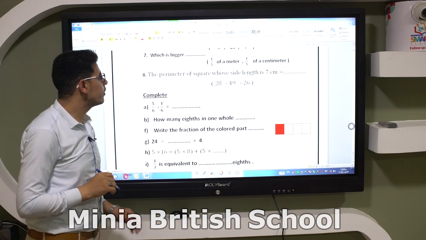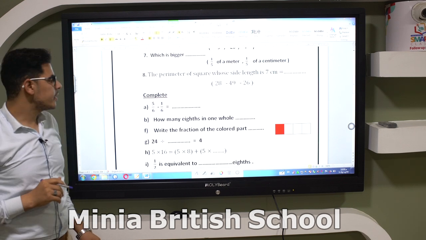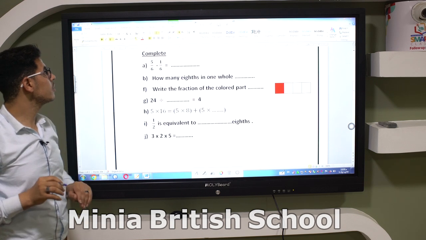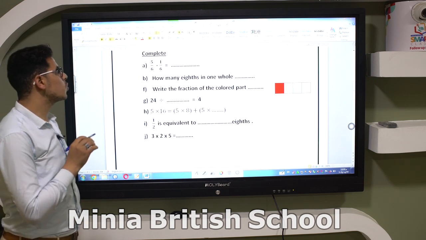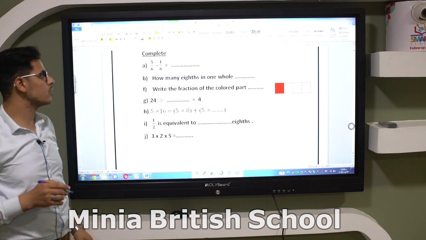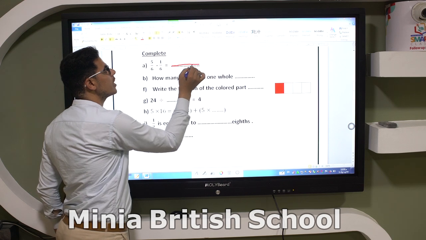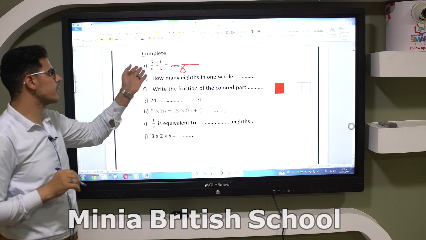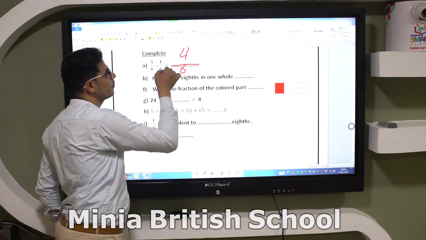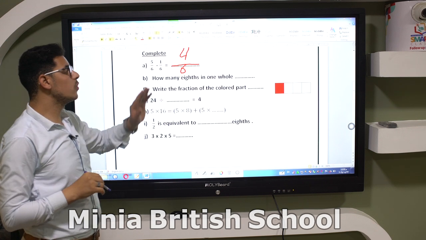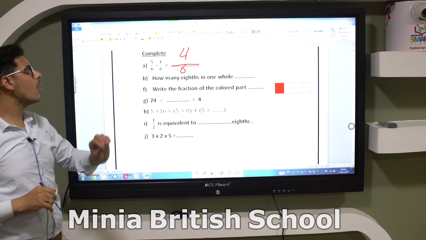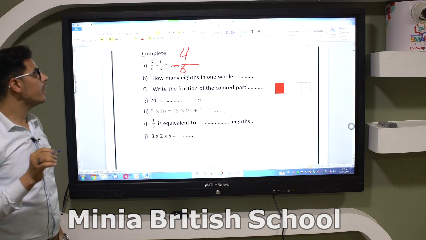Let's see the next example. Here, complete. The second question is complete. 5/6 minus 1/6. How can I subtract two fractions that have the same denominator? The first step, I will write the denominator as it is. It will be 6. Then ask yourself, 5 minus 1 equals 4. It will be 4/6.